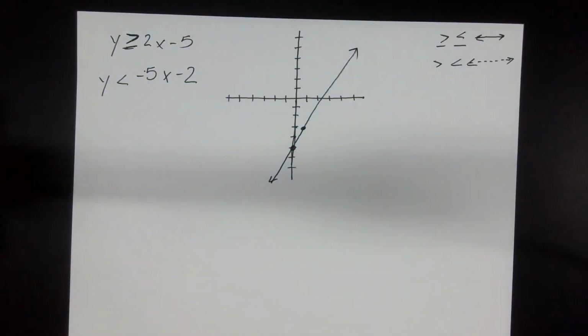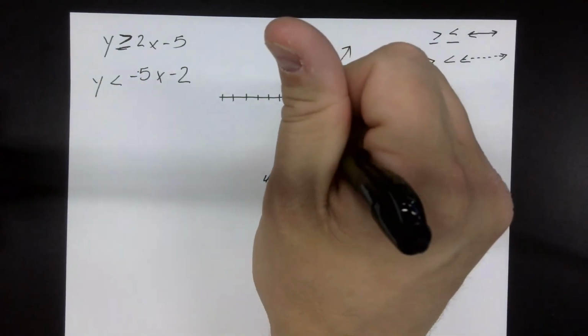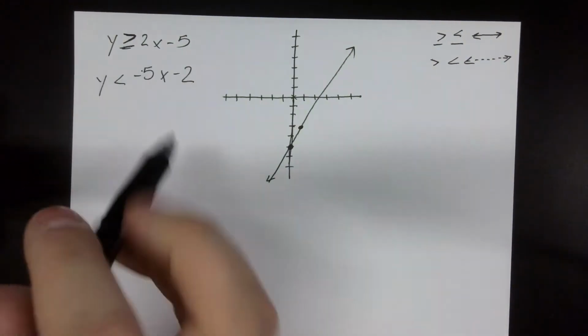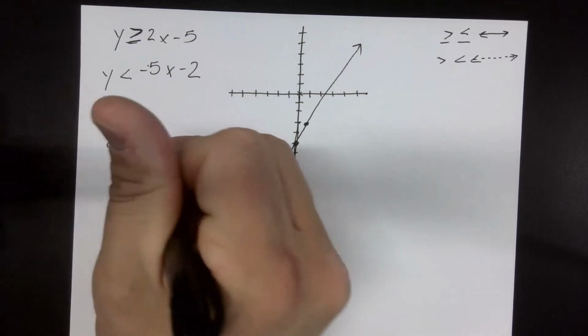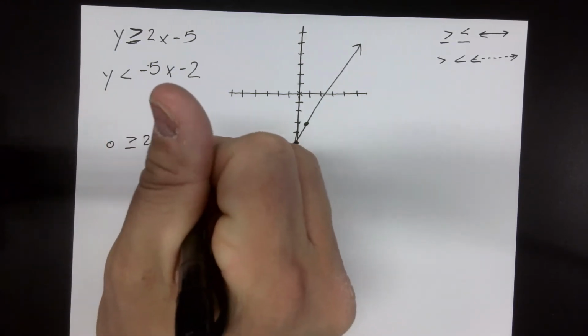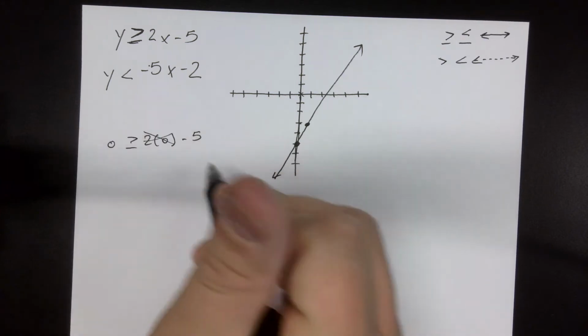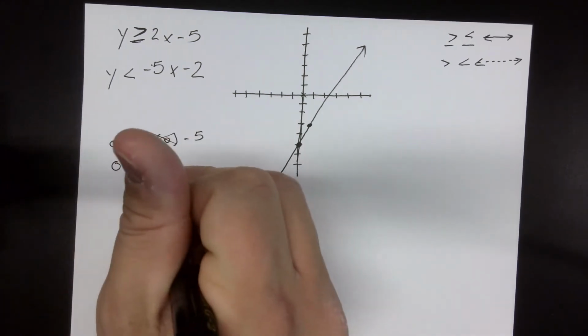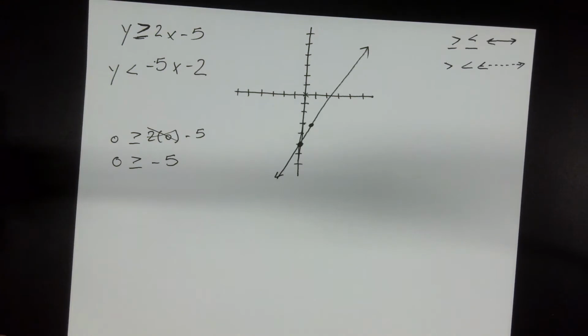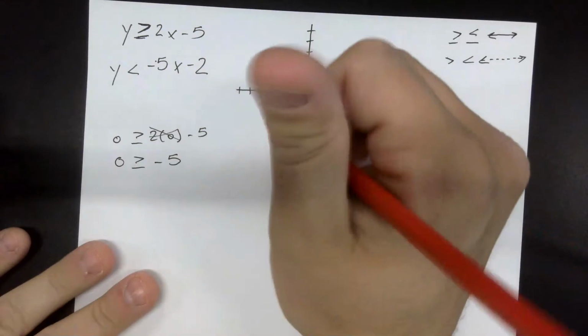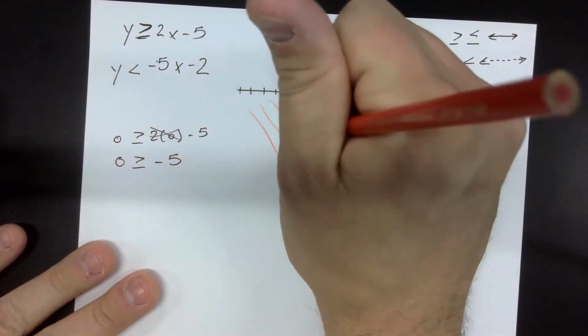Okay, who can remember how we figured out which side to shade? Has something to do with zero. Okay, so we test the point 0, 0. So now we're going to plug 0 in for our y, 0 in for our x to determine if the equation is true. So that's going to cancel there, and we're left with 0 is greater than or equal to negative 5. Is that true? Is 0 bigger than negative 5? Yes. So if it's true, you shade where 0, 0 is.